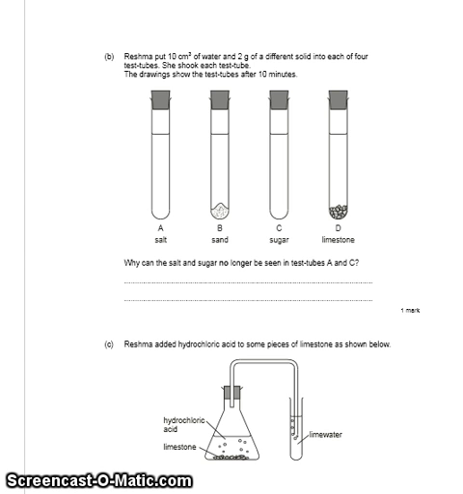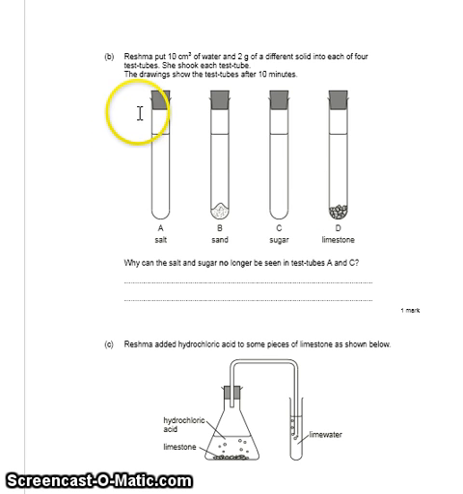So Rashima put 10 cubic centimeters of water and 2 grams of different solids into each of the 4 test tubes. She shook each test tube, and the drawing showed test tubes after 10 minutes. So why can the salt and sugar no longer be seen in test tube A and C? So let's have a look at what's in these test tubes. So we've got salt, we've got sand, we've got sugar, and we've got limestone. So she's put into those 2 grams of solid.